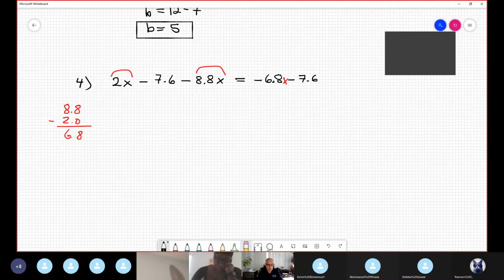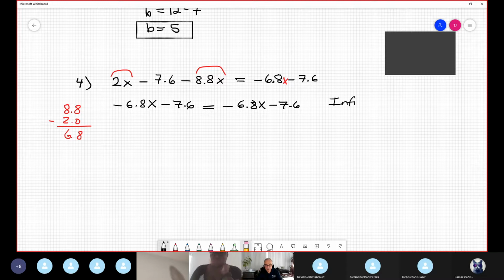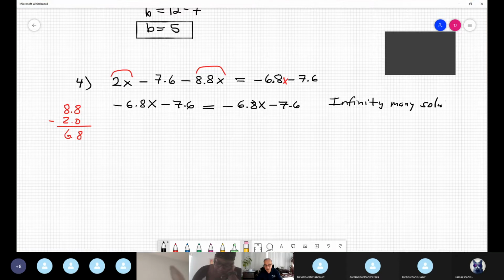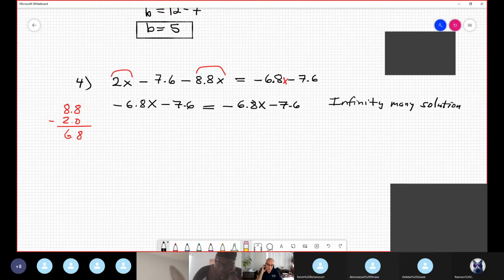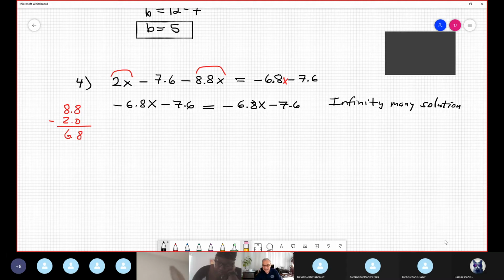It's negative now because the bigger number is negative. Entonces negative 6.8x minus 7.6 is equal to minus 6.8x minus 7.6. Wow, what the hell is that? This is exactly the same identical part. But when this situation happens, we have infinitely many solutions. And you write like that, infinitely many solutions. This equation actually is no equation. This equation actually is an identity. It's a technical name. Identity.